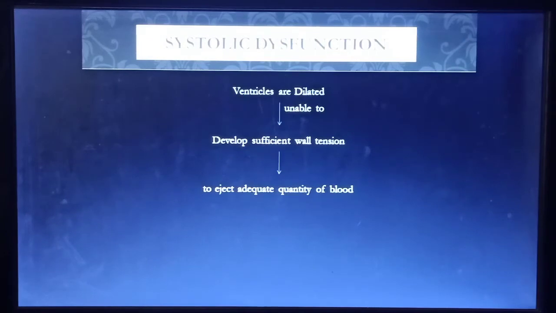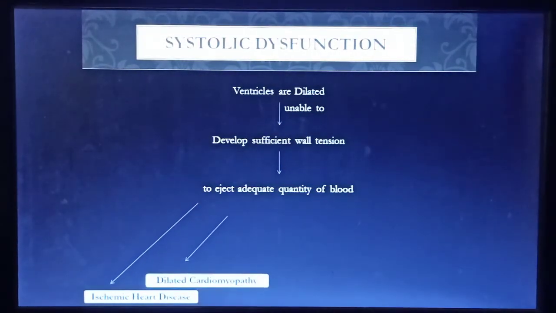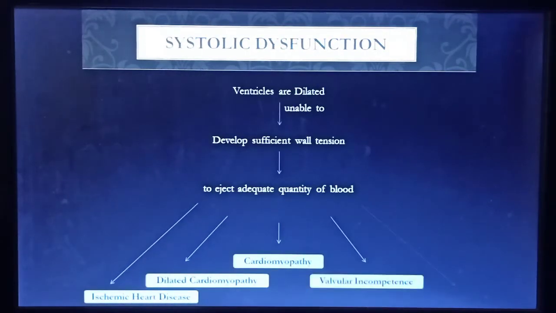Systolic dysfunction means the ventricles are dilated, unable to develop sufficient wall tension to eject an adequate quantity of blood. It may occur due to ischemic heart disease, dilated cardiomyopathy, valvular incompetence, and finally tachyarrhythmias. Due to these conditions, you may find systolic dysfunction, and due to systolic dysfunction, congestive heart failure may occur.